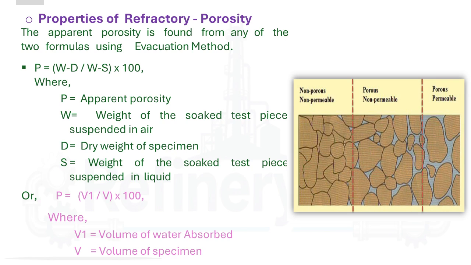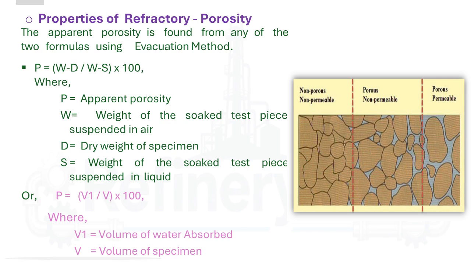Because it determines permeability, thermal properties, and resistance to gas or liquid penetration. In a reducing atmosphere, such as the carbon monoxide environment inside a blast furnace, high porosity becomes a liability. It allows gases to penetrate and weaken the refractory. But in insulation applications, controlled porosity is actually an advantage because it helps trap air and improve thermal efficiency.